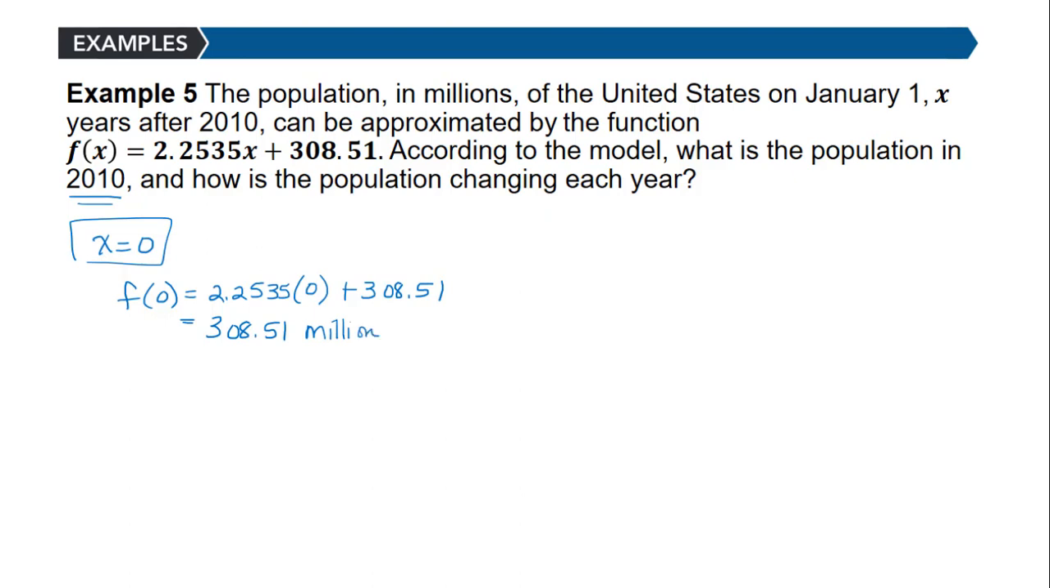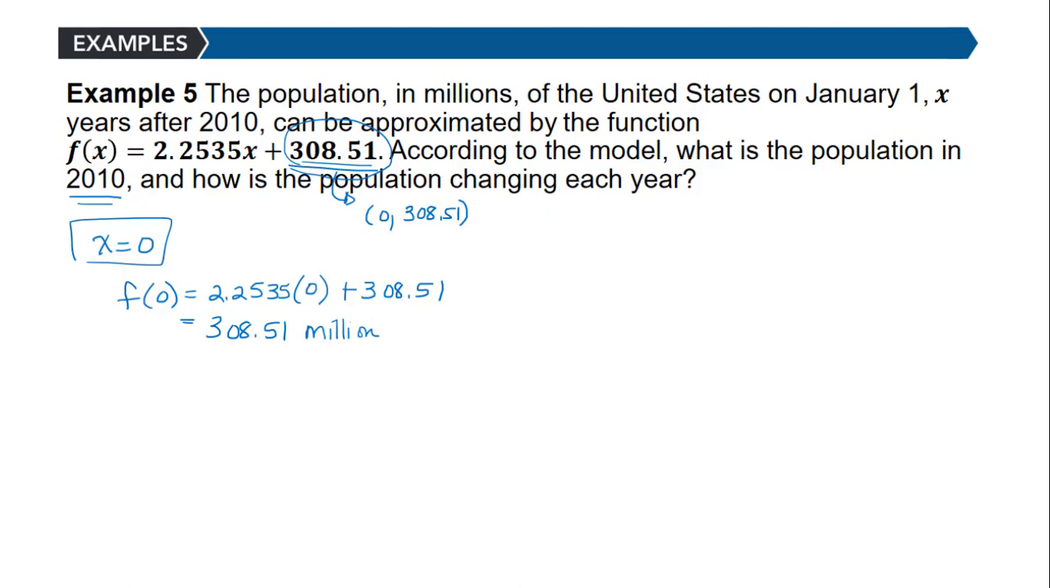Now, I could have obtained that just from looking at the equation because I know that this is in slope-intercept form. So the 308.51 corresponds to the y-intercept of (0, 308.51). So this constant term always represents the initial or base value of the function. Now, how is the population changing each year? The change is designated by our slope.